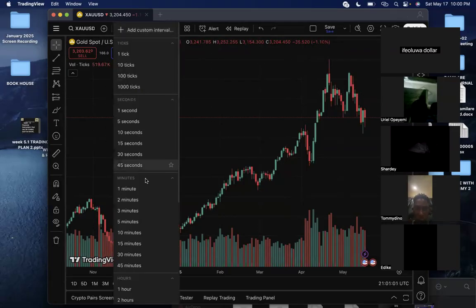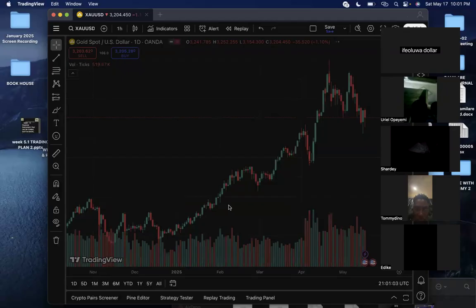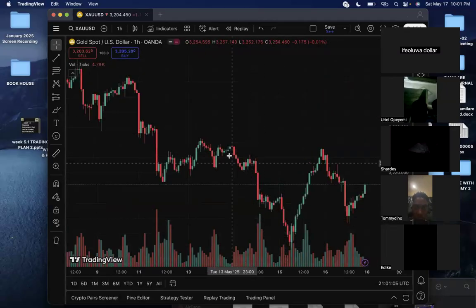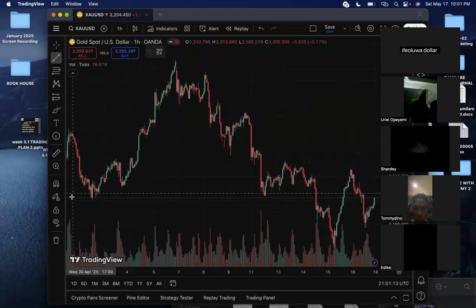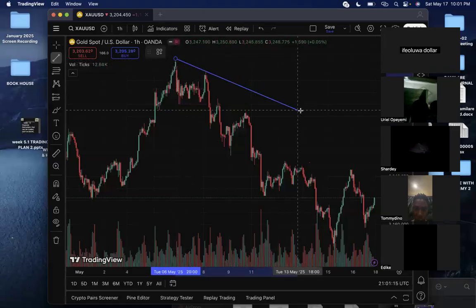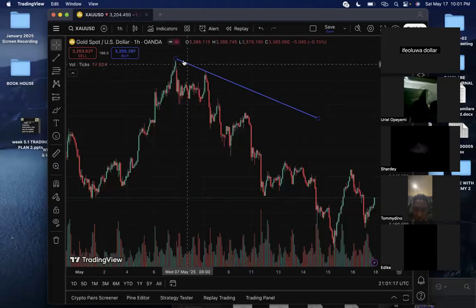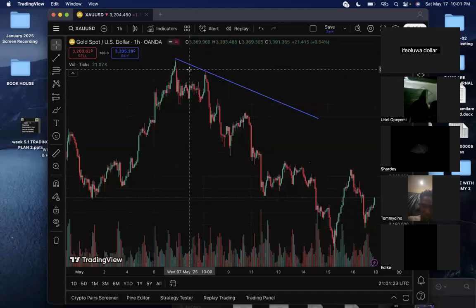So how to draw a trend line? Let me just choose 1 hour so we can see. This is a 1 hour time frame. To draw a trend line, it's so simple. You see all your instruments there, all the instruments you want, and it's free. You are not paying. If you see this is an edge and this is an edge, you have to join the two edges together. That's the trend line.